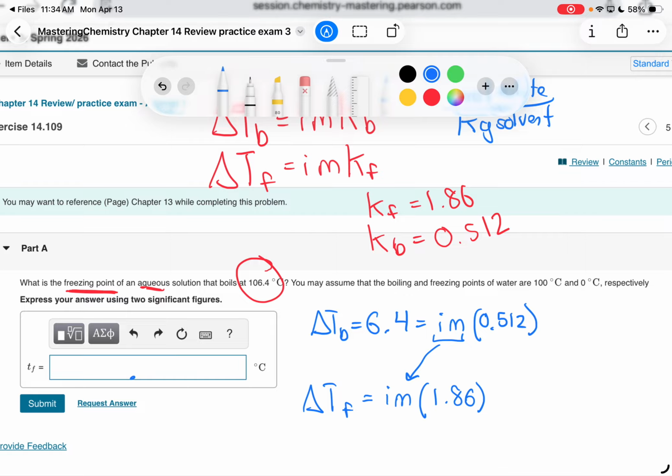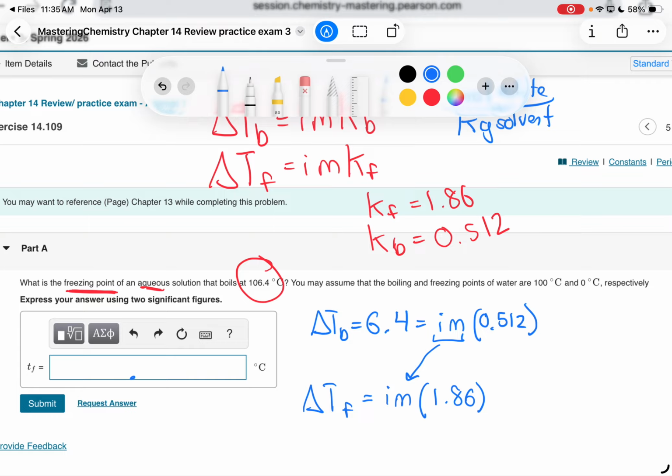Okay, so what they're expecting you to do here is use the fact that you know that the boiling point has increased by 6.4. So that's your change in temperature boiling, 6.4. Then the equation says I times M times the constant.